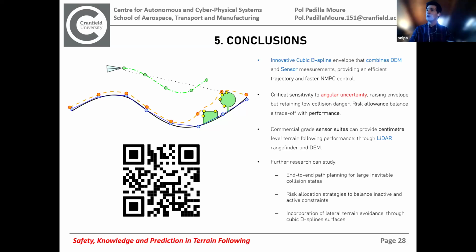But we can tune a little bit the risk allowance to gain back this performance while balancing the trade-offs, being especially careful on the risk allowance on the direct ground mapping measurements. We can use risk allowance without that much danger on the DEM.